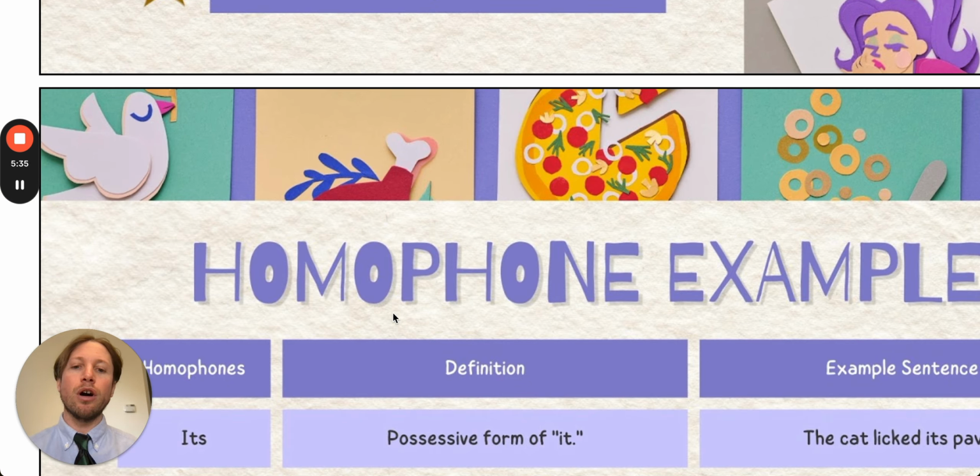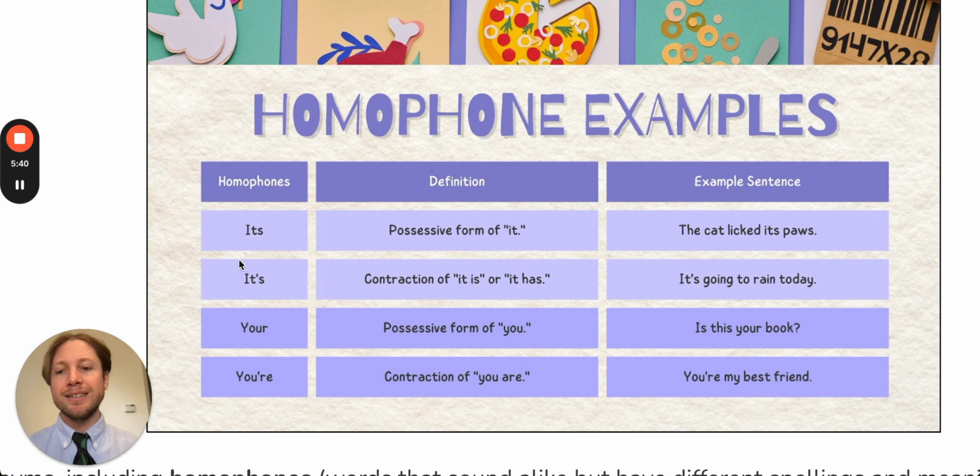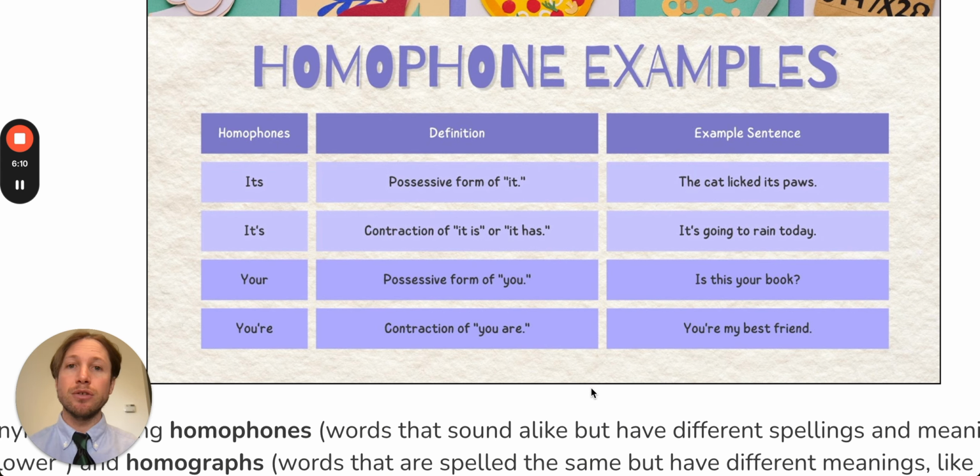All right, now let's go on and take a look at some actual examples where we have these two pairs here: its and it's, your and you're. Its is the possessive form, that's its. For example, the cat licked its paws. Whereas it's is the contraction, it is. For example, it's going to be a rainy day today. And then we have your, like your book, your house, and you're, and that is the contraction you are. So you're my best friend. And yeah, I think those are great examples.